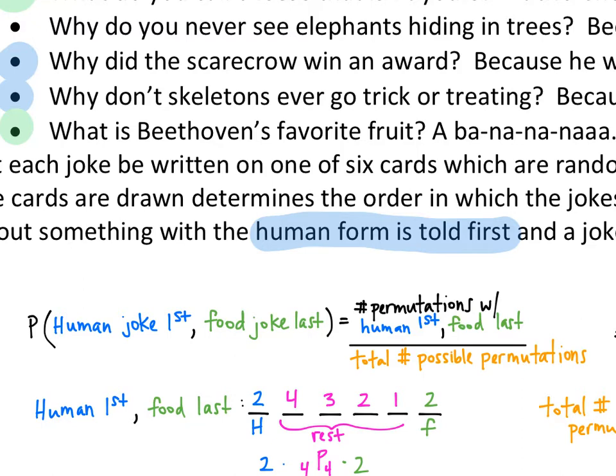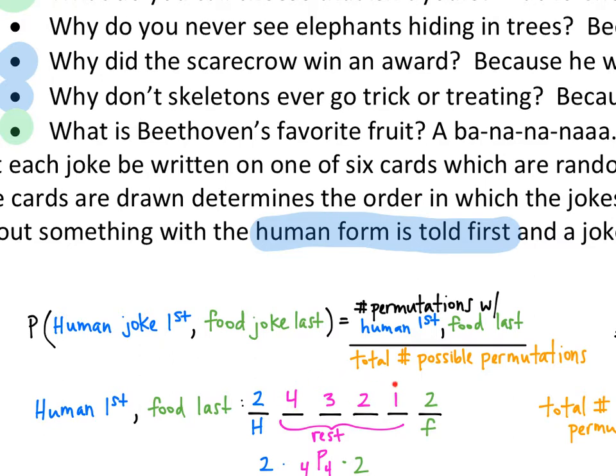Okay, so let's look at our numerator. The human joke is first, food joke is last. So remember, we've got 6 slots, okay? So how many different jokes do I have that are humans? 2, all right? 2 jokes that are humans. We had 2 jokes that were food. So I need my human joke first, my food joke last. So then how do we fill out the rest?